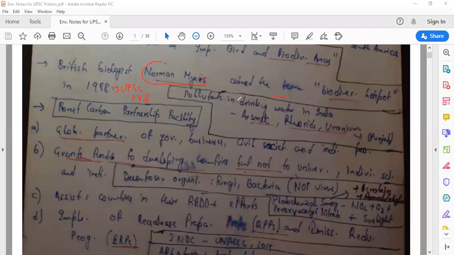Now, what are the pollutants in drinking water in India? The pollutants are arsenic, fluoride, and uranium. There was an extensive article in The Hindu based on the amount of uranium found in Punjab.